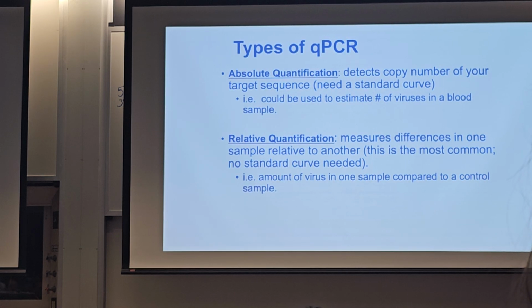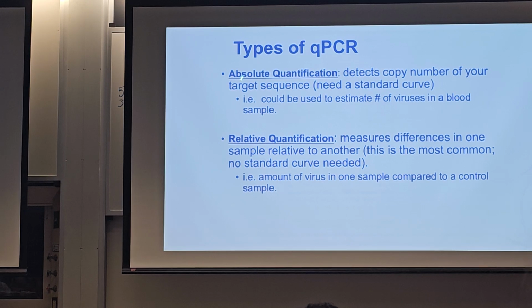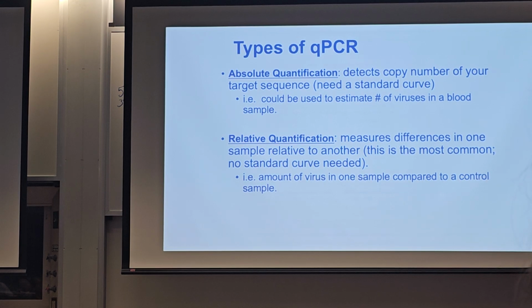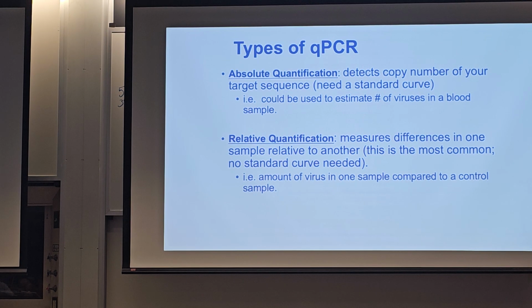So, types of quantitative PCR. You can do absolute quantitation if you include a standard, and you can do a standard curve, or you can include a couple of standards in your run to allow you to calculate absolute quantitation. And Nils will talk about this more next week, so don't worry too much about the details. Or you can just do relative quantitation, i.e. the amount of virus in one sample compared to another sample or to a control.